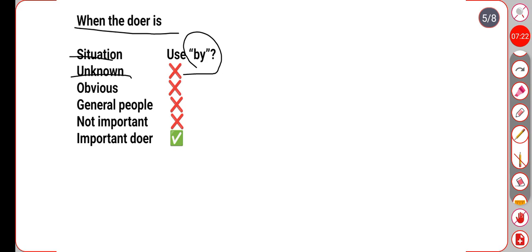Also, when the doer is very obvious, we don't use by. When the doer refers to general people, in this situation also we don't use by. When the doer is not important, in that situation we don't use by. If the doer is important, that time we need to use by. Here I've given you an example.